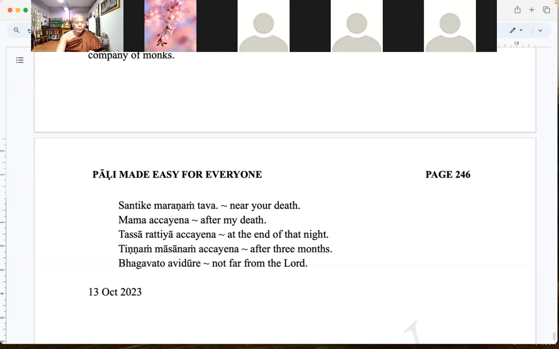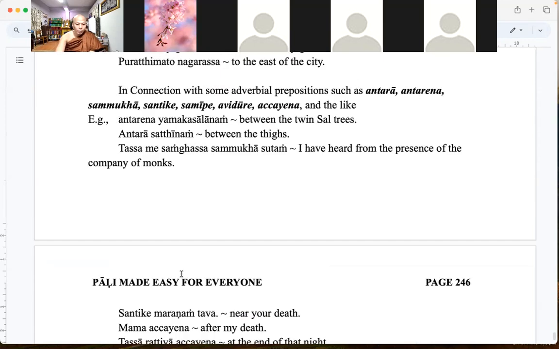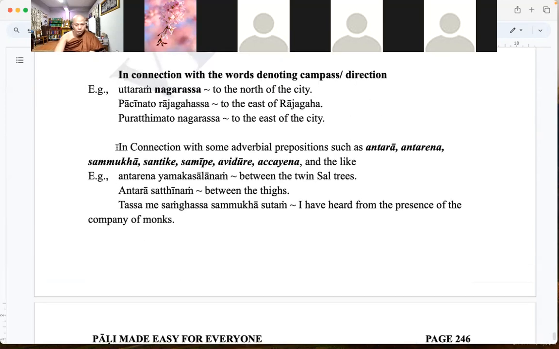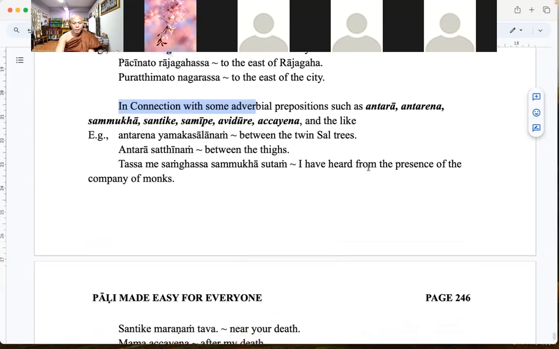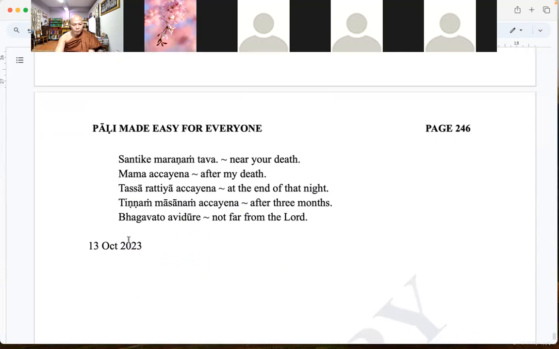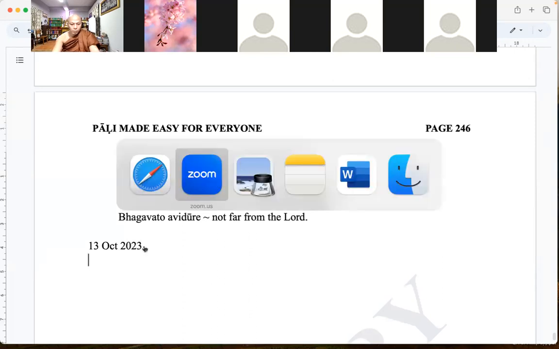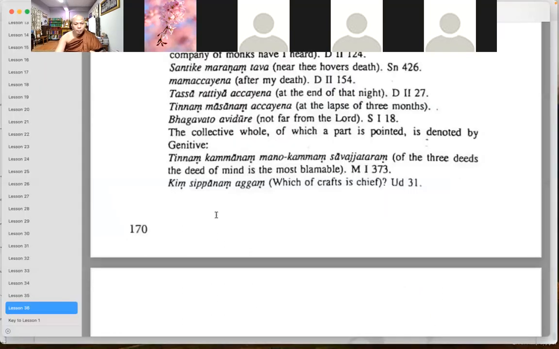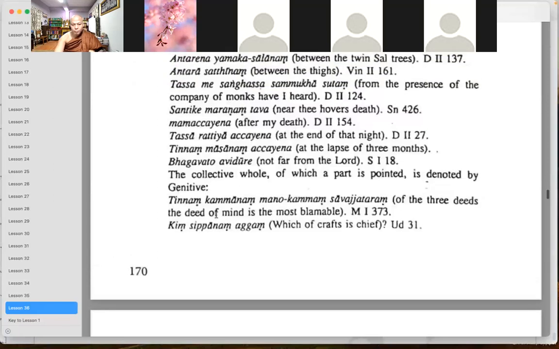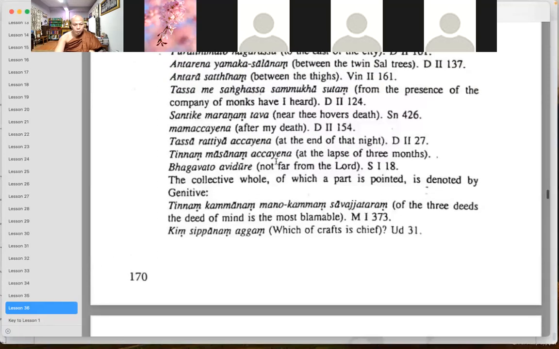So the usage of the genitive case. Last time we finished the genitive case in connection with some adverbial prepositions like andra, andrena, and so on. And now the next one is itiye na bagawado awidure.